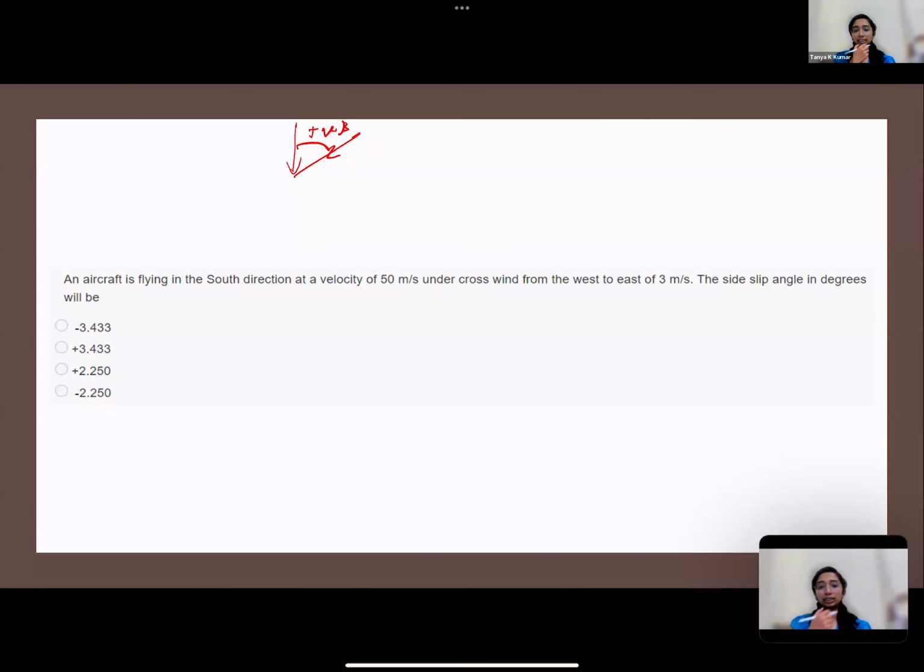Okay. Now they're saying the aircraft is flying south. So the wind is flowing from south to north. Aircraft is flying towards the south, so the wind will be from south to north. That is clear? If the aircraft is flying towards the south, the wind is coming in this direction, reverse, no? So it will be from south to north.